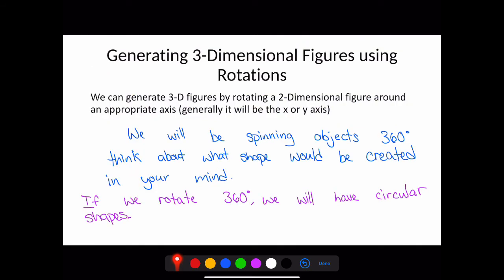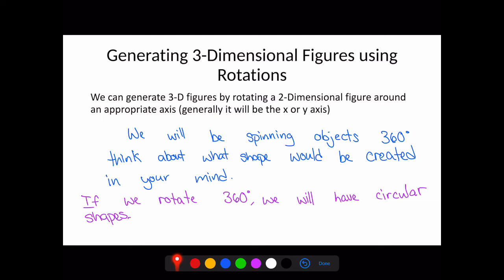All right. That's it for cross-sections. Just remember, we're just playing Fruit Ninja, cutting the figure, seeing what shape comes out of it. Lastly, generating three-dimensional figures using rotations. We can generate 3D figures by rotating a two-dimensional figure around an axis. Generally, it'll be the X or the Y axis.